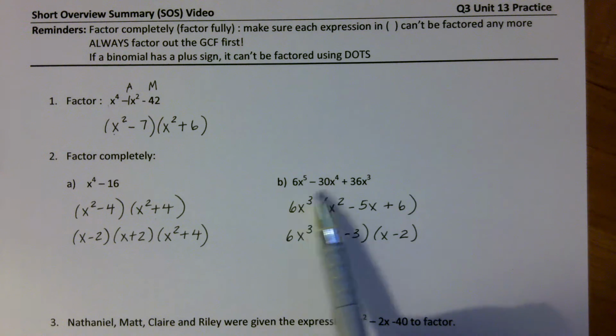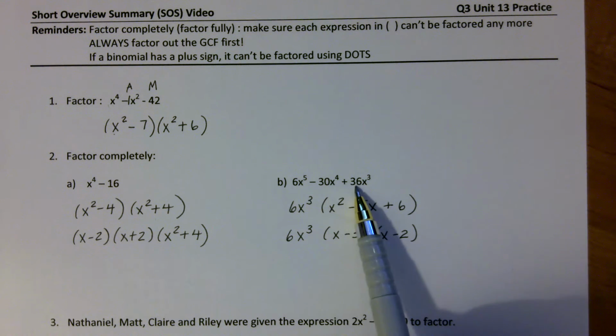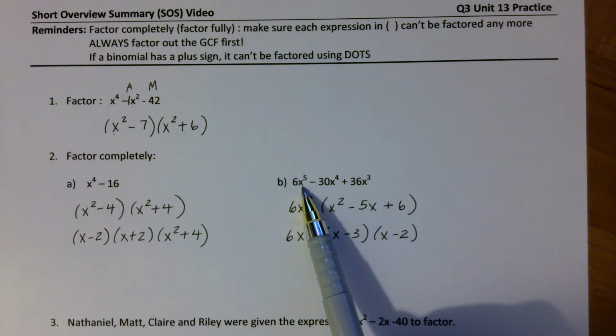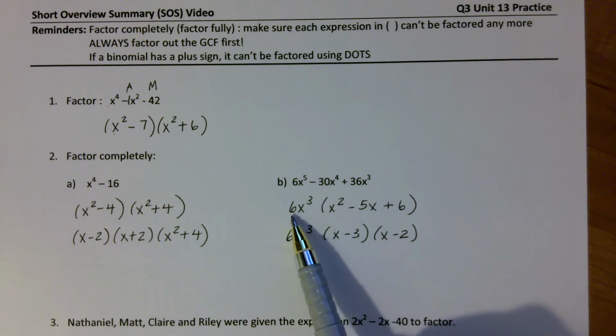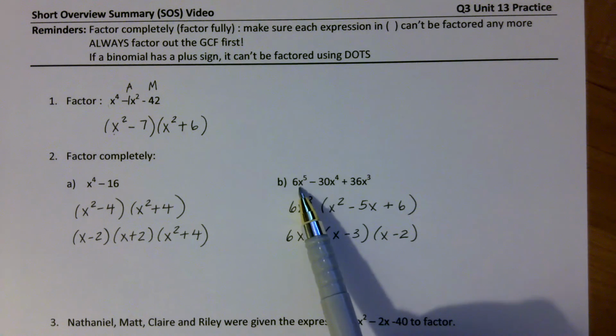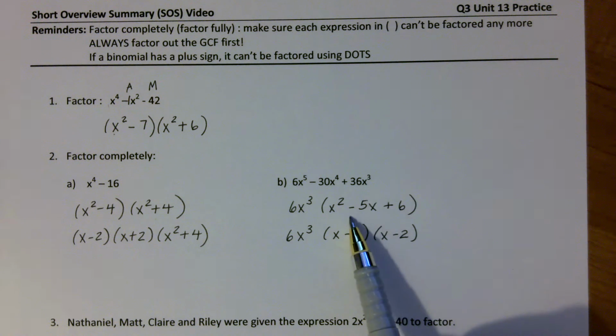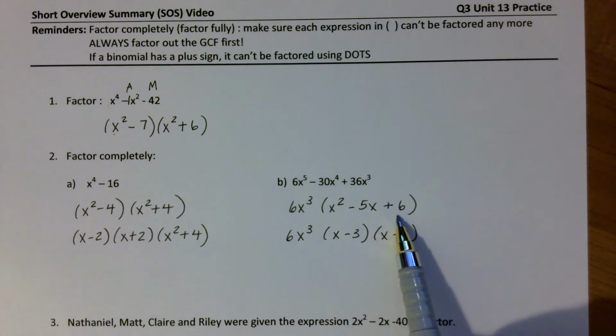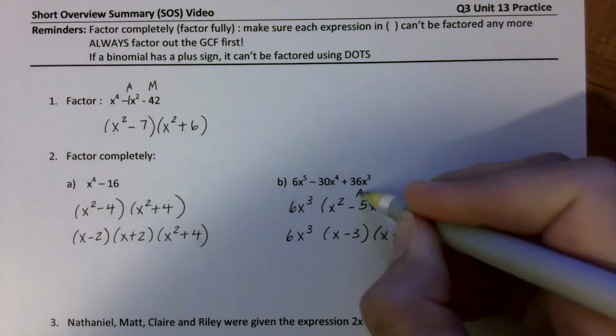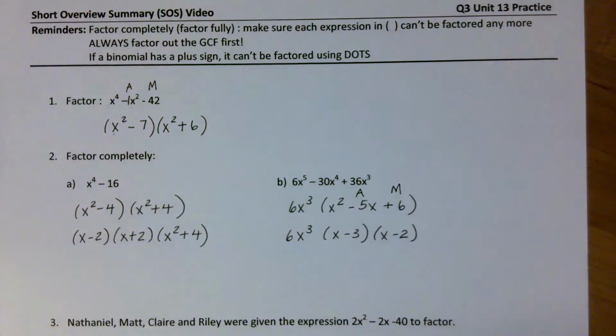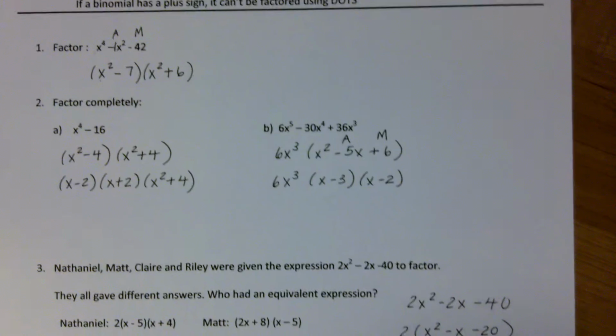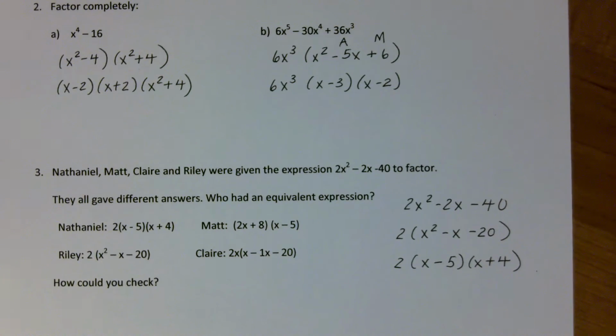For this one, you looked for the GCF first. 6 went into all of these evenly. And x to the 5th, 4th, 3rd, so they all have at least 3 x's in common. So once I take 6x to the 3rd out and I divide each of these by 6x to the 3rd, I'm left with x squared minus 5x plus 6. Then I take a look in the parentheses, can I factor that further? And I can, it's my AM method, what adds to -5 and multiplies to +6. And I get that.